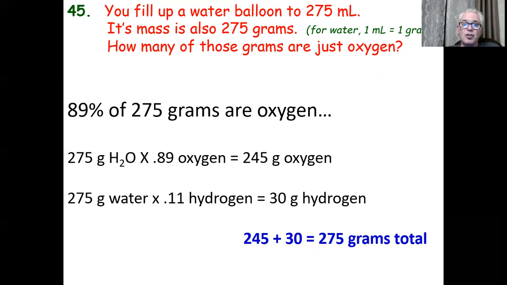Percent composition by mass. Water is made up of hydrogen and oxygen. There's 2 hydrogens and 1 oxygen. That's the numbers of atoms. By mass, it's 89% oxygen, only 11% hydrogen, because hydrogens are little tiny atoms and oxygens are big. And because you can figure this out, it doesn't matter how much water you have: 89% of all water is oxygen, and 11% of all water by mass is hydrogen.